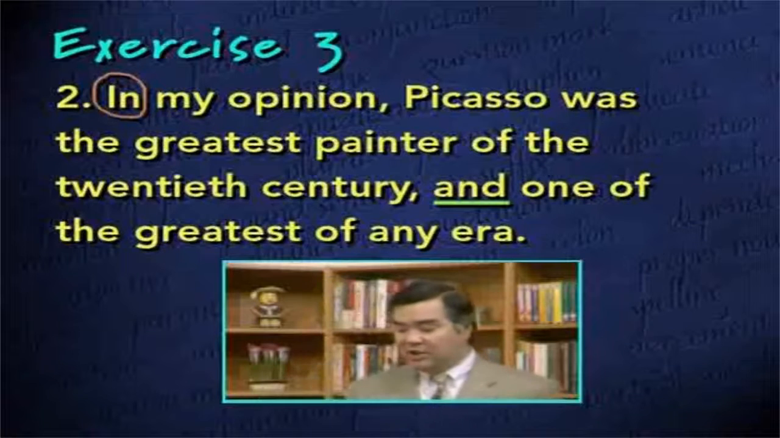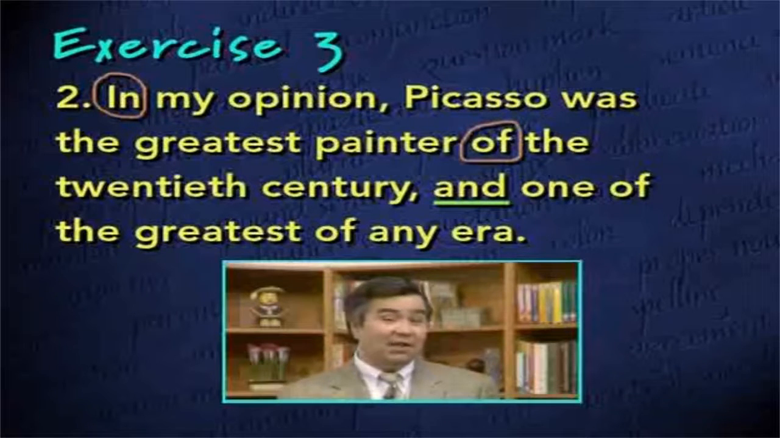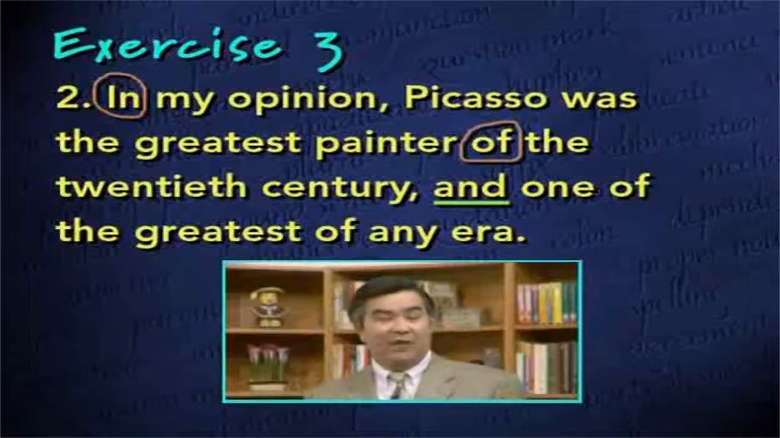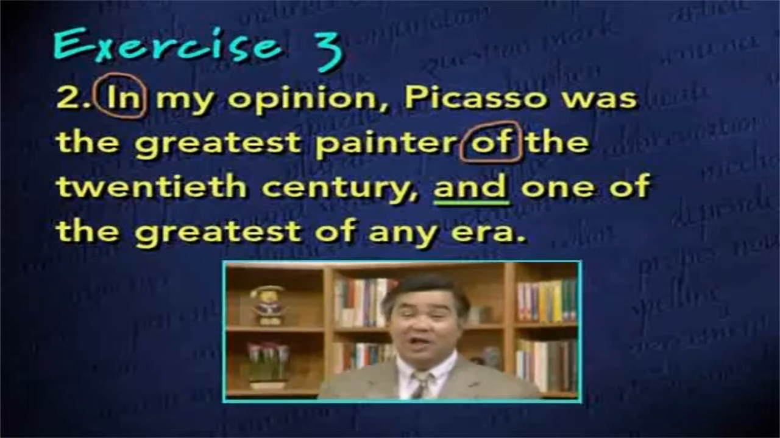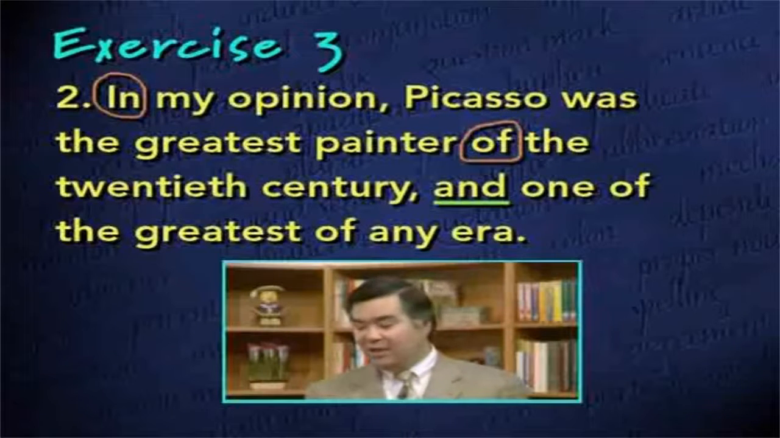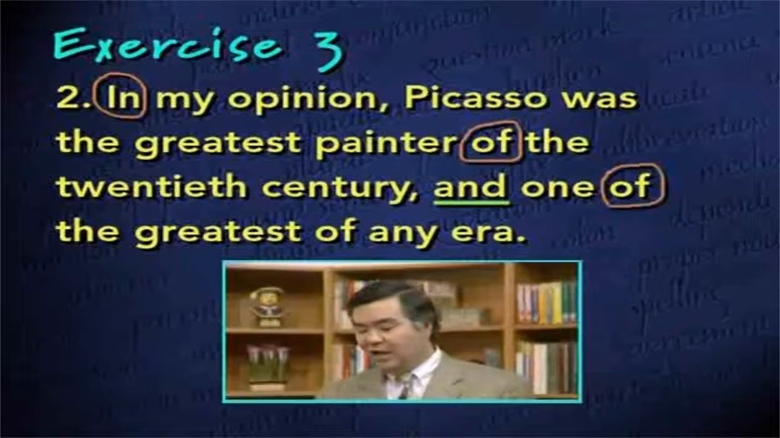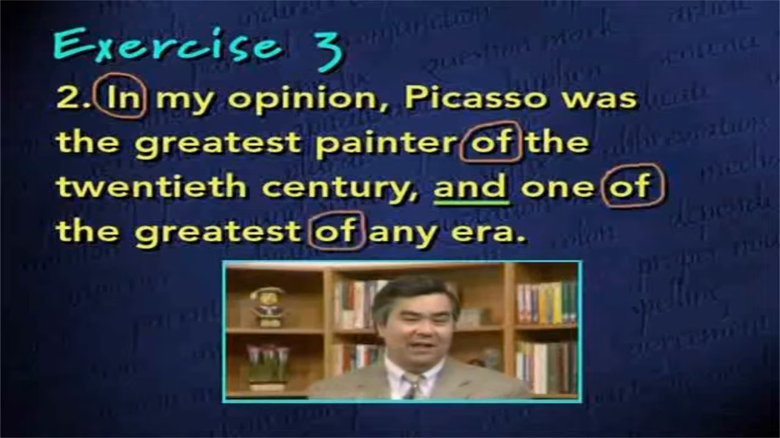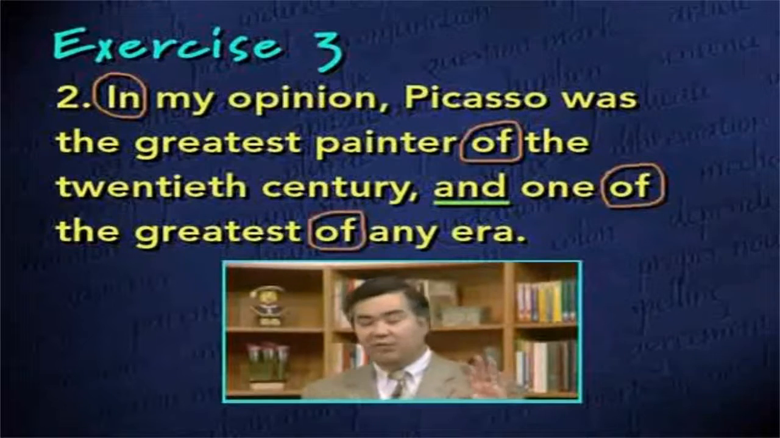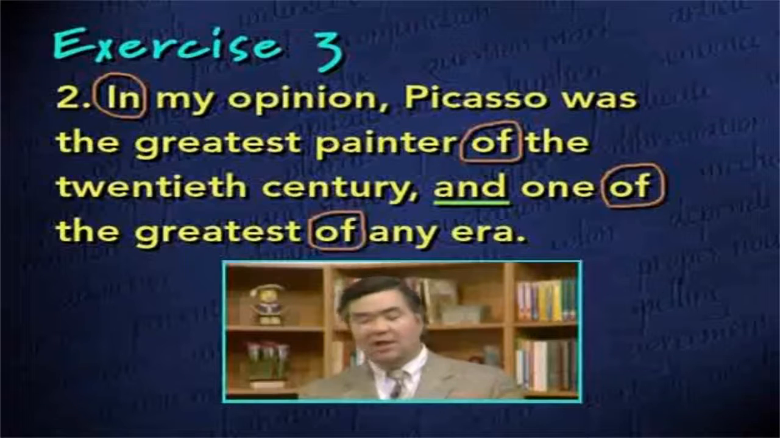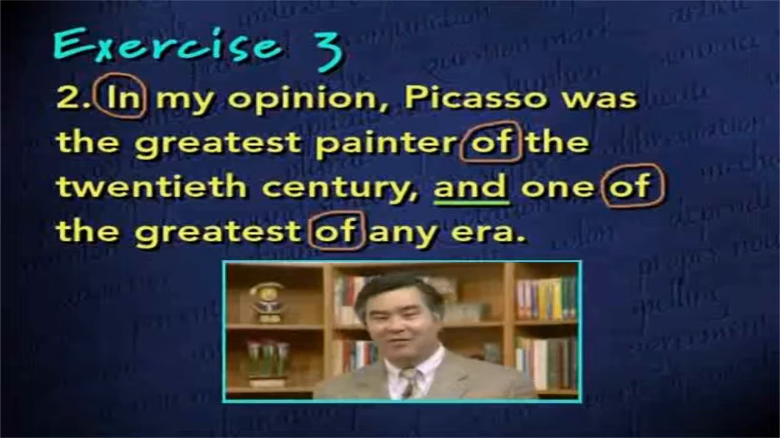In is the preposition. Of the 20th century is a prepositional phrase, beginning with the preposition of and ending with the noun century. Of the greatest is another prepositional phrase, and of any era is a prepositional phrase. So the 4 prepositions here are in, of, and of.